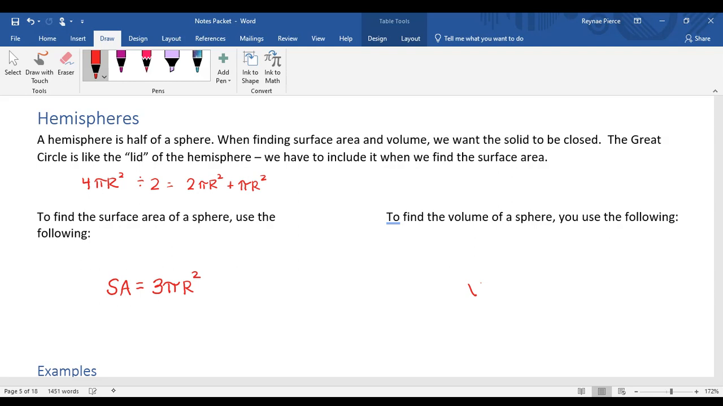But volume, that's just how much space it holds. So we are cutting that volume equation in half, which gives us 2/3 pi r cubed.